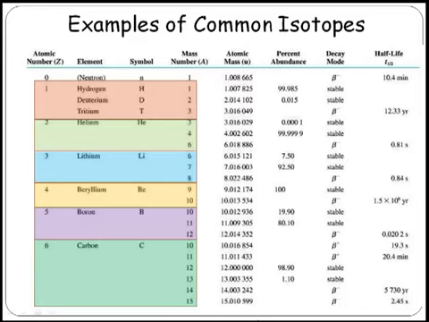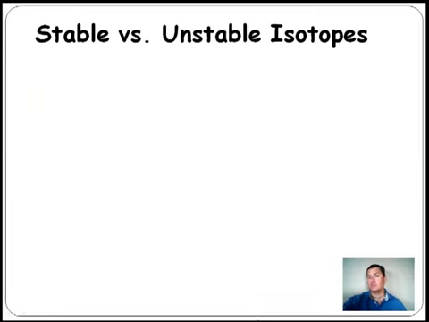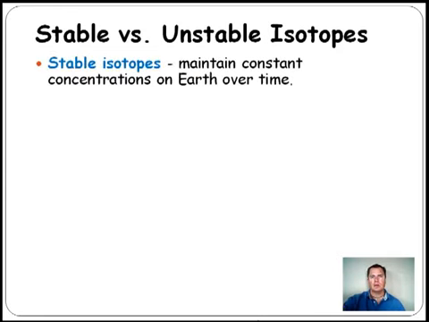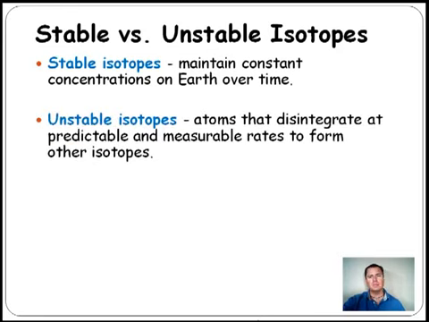When we talk about isotopes, we generally state, are they stable or unstable? A stable isotope will maintain a constant concentration on Earth over time, meaning it's not going to break down. Versus an unstable isotope. Unstable isotopes are atoms that disintegrate or break down at predictable and measurable rates to form other isotopes. Okay, generally what we say is these are radioactive. Unstable isotopes are referred to as radioactive because they break down.